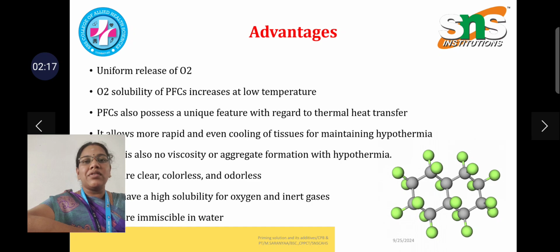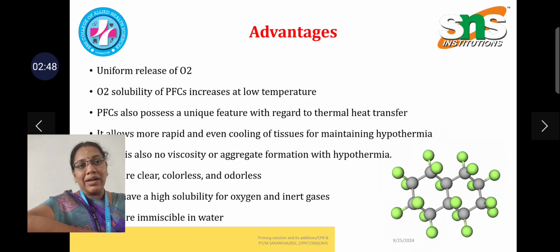The advantage is that it gives a uniform release of oxygen. Oxygen solubility is very high at low temperature also, and it has a unique feature of thermal heat transferring capacity. Rapid cooling of the tissues can also be done while keeping the oxygen carrying capacity at the same level. It has low viscosity and does not aggravate the formation of hypothermia during the bypass, and it is a clear, odorless, colorless fluid. High solubility of oxygen and inert gases is present, and it is immiscible in water.